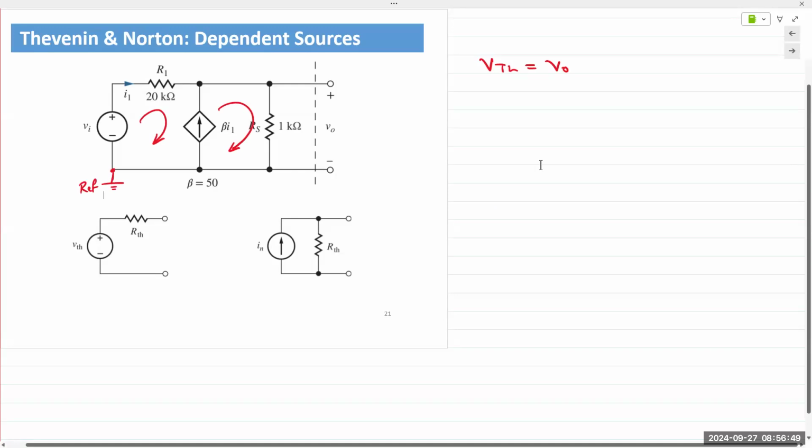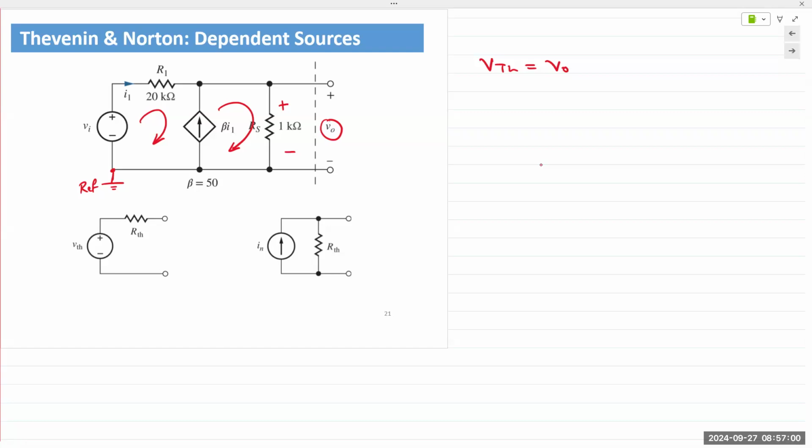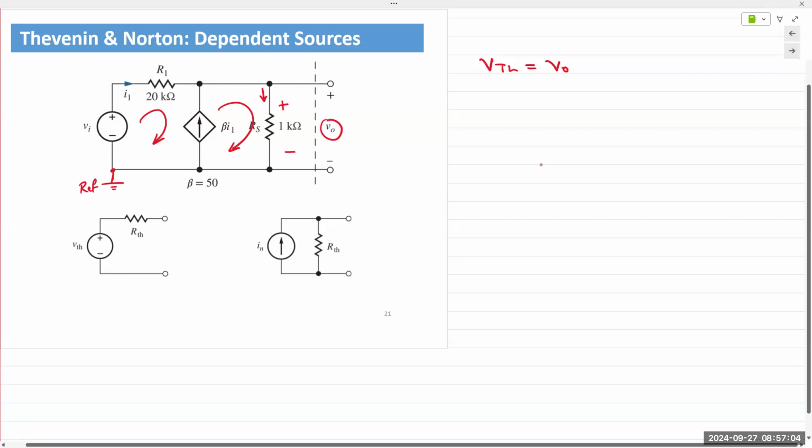Okay. So if I want to find VO, that VO is the same as the voltage across that 1 kilo ohm resistor. And so let me make an assumption that the current is flowing in this direction, coming from left to right. So if I apply KCL at the top node, I get, what do I get?